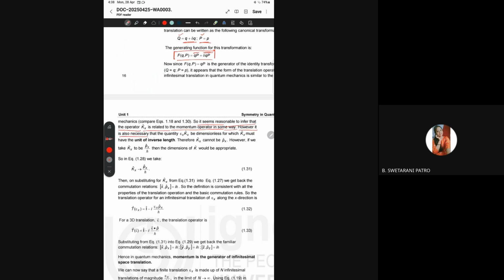However, it is also necessary that epsilon x kx be dimensionless, for which kx must have the unit of inverse length. Therefore, kx cannot be px. However, we can take kx to be equal to px by h cross. Then the dimension of k would be the inverse of x. Because all of you know that with units and dimensions, which you studied in the very basics at plus 2 level, the equation has to be consistent from the dimension point of view.